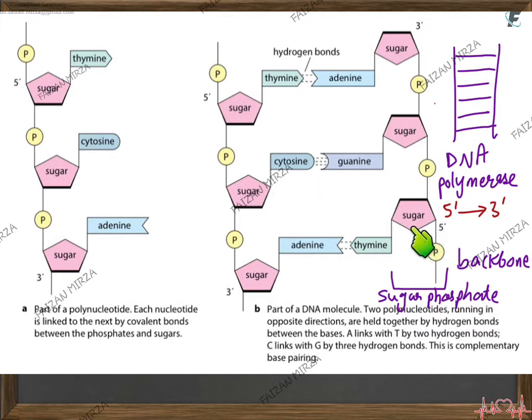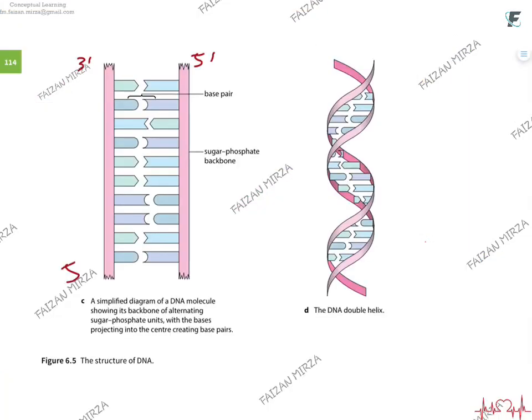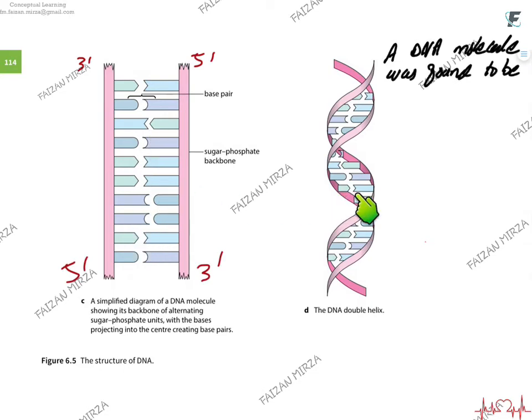This region is called the sugar phosphate backbone. Sugar phosphate backbone simply means it has pentose sugar and the phosphate group. This makes up the sides of this ladder. So this is how the DNA molecule is actually present, and this is a linear structure, and when it curls around in a right-handed helix, this is how it twists around.